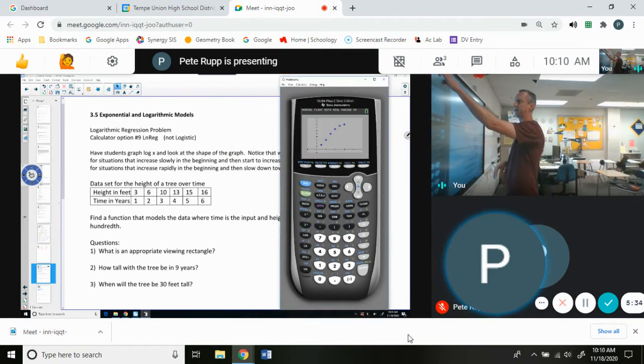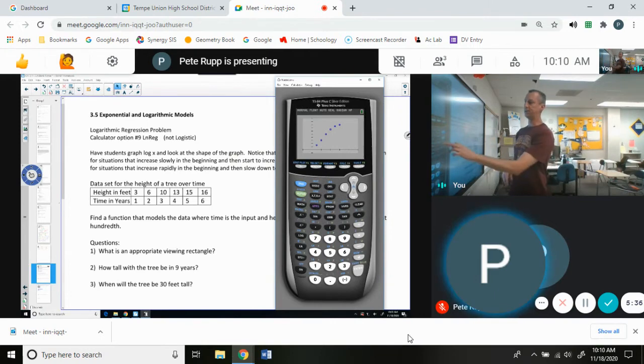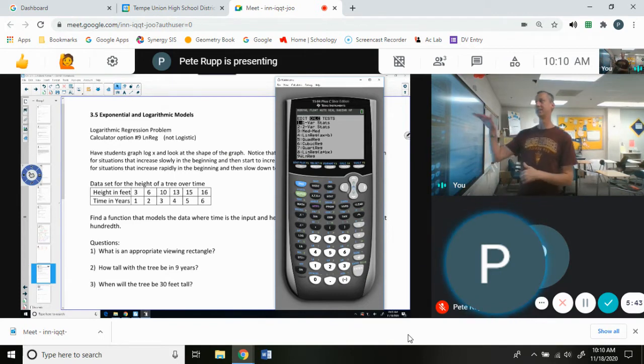So how do we do that? What we need to do is we need to go back to stat, and this time instead of going to edit, we're going to arrow over to calc. Okay, so there's all this linear regression, quadratic regression. We've actually done it in this class before. You've probably done it in other classes. The tough thing for students is to figure out where logarithmic regression is. What they are looking for is LOG.